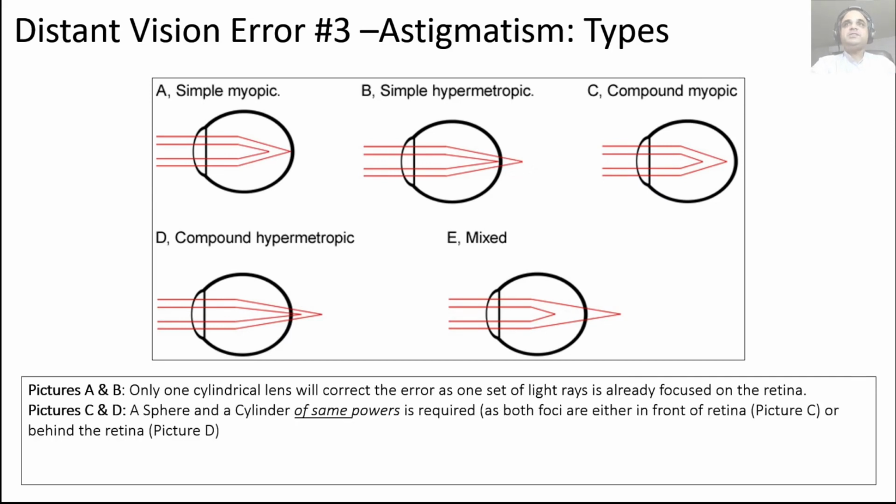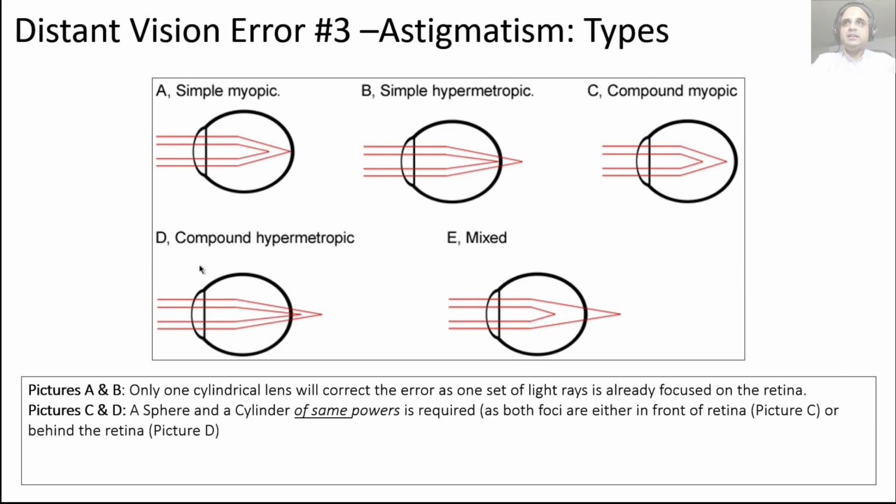Let's look at picture C, in which both the meridians are in front of the retina. That means both the meridians of the cornea have more than 42 diopters of power. Here we would definitely require a sphere which would focus one of the light rays or one of the meridians on the retina. It would disturb the other one as well, but the other one we can simply take care of by using a concave cylindrical lens. A concave sphere and a concave cylinder will help the eye see focused light appropriately.